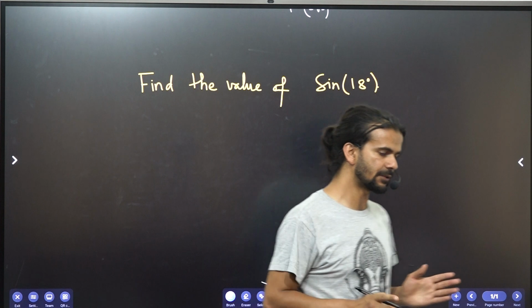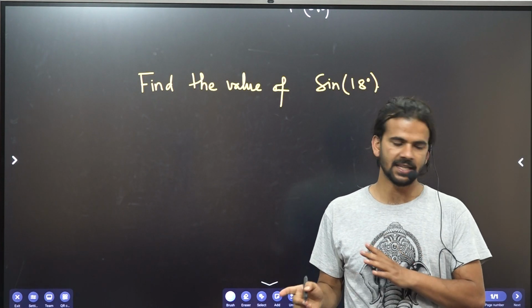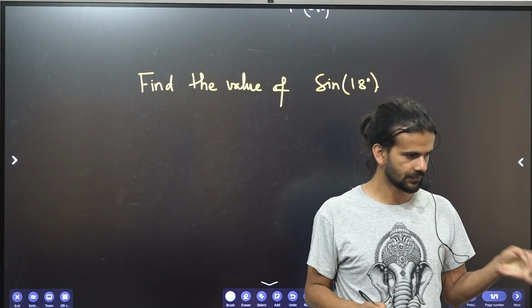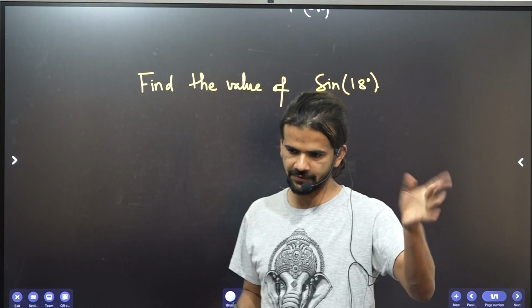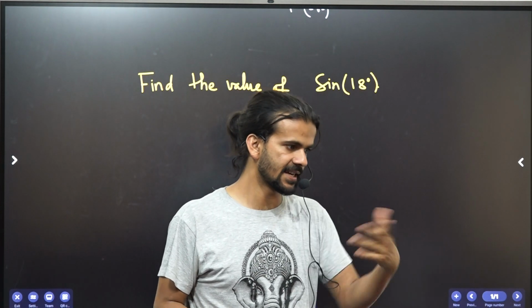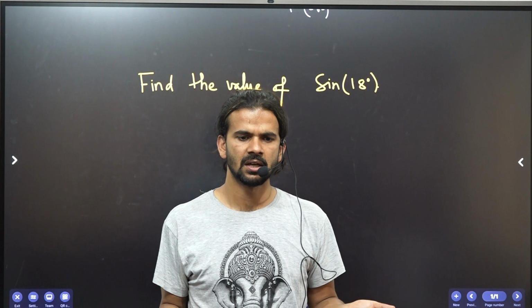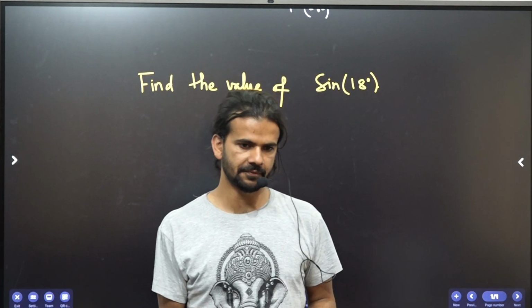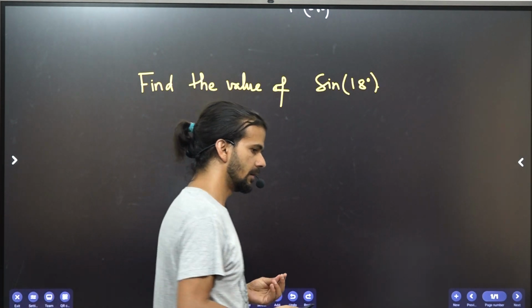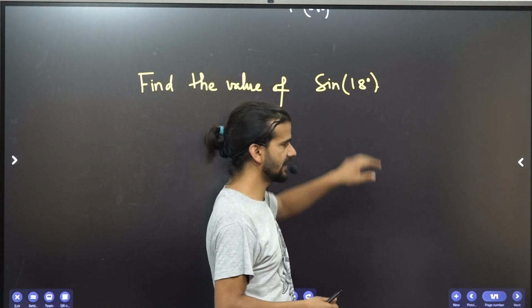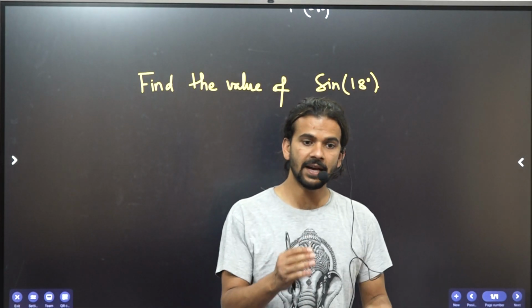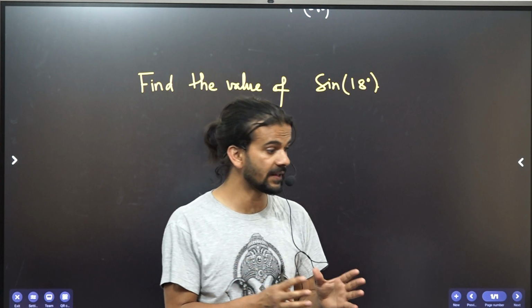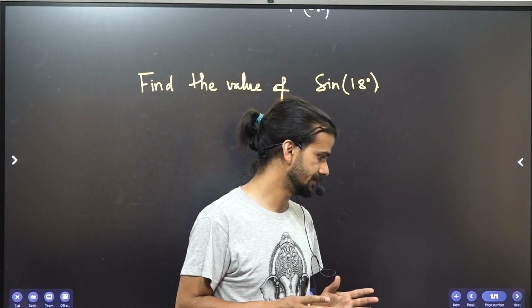What are the values that we know of sine, cos, tan? 0, 30, 45, 60 and 90. So these are the values. If we want to find 120 also we can find. But for the moment, because we need to find the value of 18, we have to somehow find another value of which we know the value of sine, cos or tan.